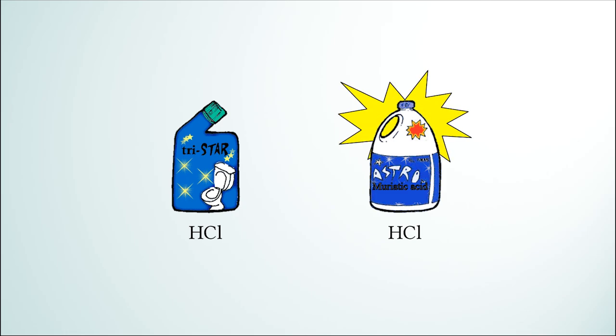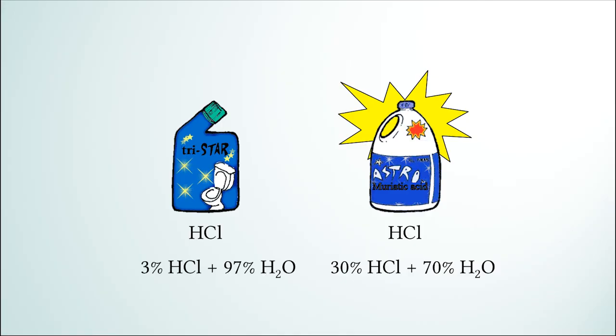Well, muriatic acid has more hydrochloric acid in it than the toilet bowl cleaner. Muriatic acid contains about 30% hydrochloric acid and 70% water. The toilet bowl cleaner has only 3% hydrochloric acid and 97% water. So, though they both have the same active ingredient, muriatic acid cleans better because it is more concentrated.